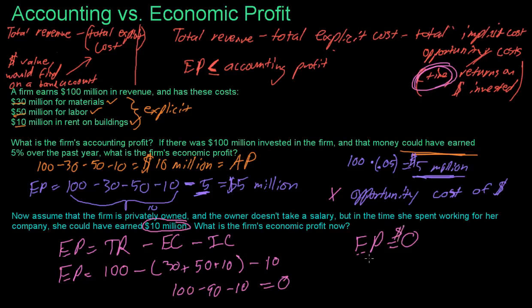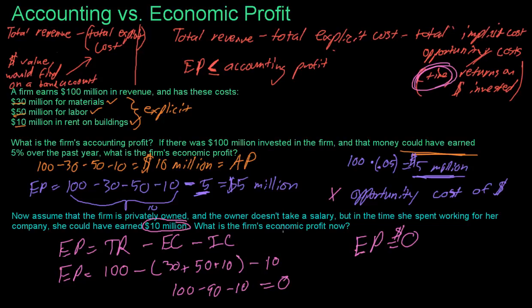And what this means is that everyone involved in this company could do just as well in another business or in another situation. That the opportunity cost of all of the resources used in this firm is exactly equal to the amount of profit that this firm earns. So this firm earns a 0 economic profit. It does not do any better in this industry than it could in another industry. And the owner's time is spent just as well working for her company as it would be spent working for another company, but it's not spent any better, or she doesn't earn any greater return working for her company.